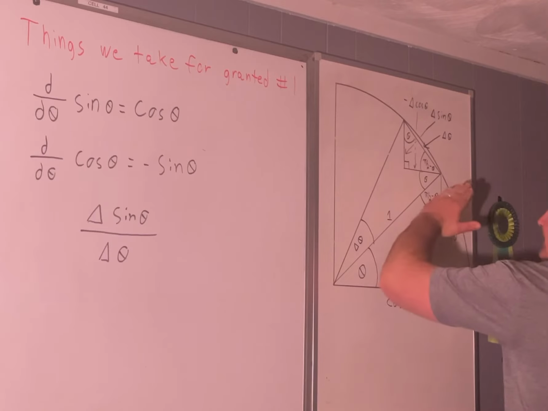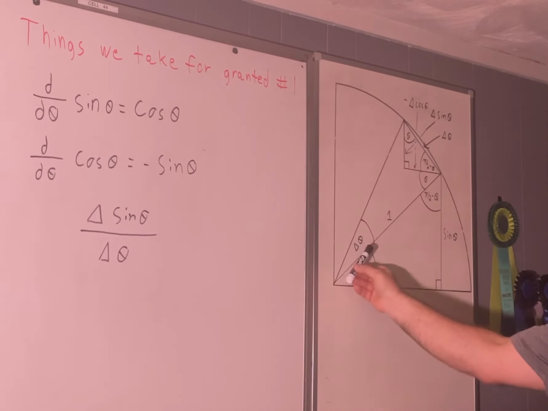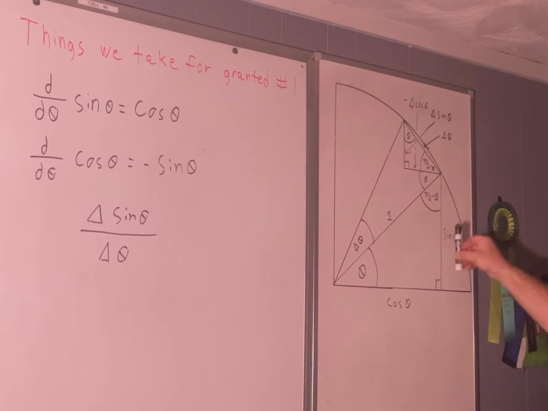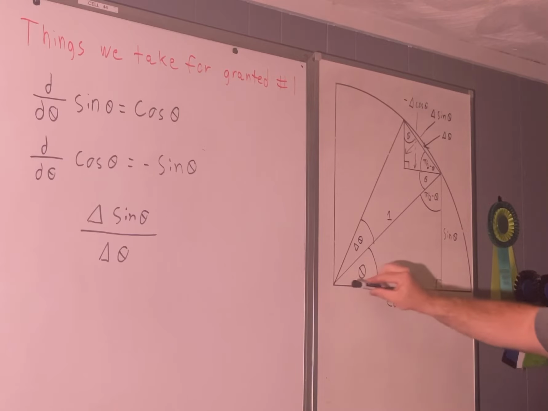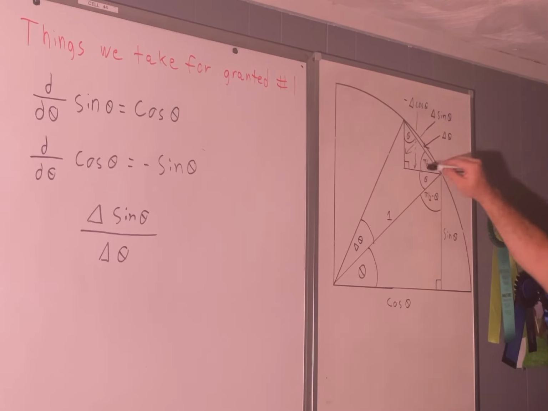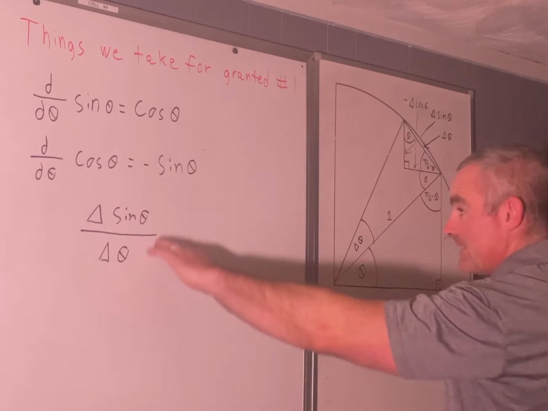But don't forget, if our angle is going this way, what's happening to sine theta? It's increasing, but what's happening to cosine theta? It's decreasing. So this is actually negative delta cosine theta. And that's a huge stumbling block. You have to realize that this is a positive change, or positive delta theta, and this is a negative delta cosine theta.